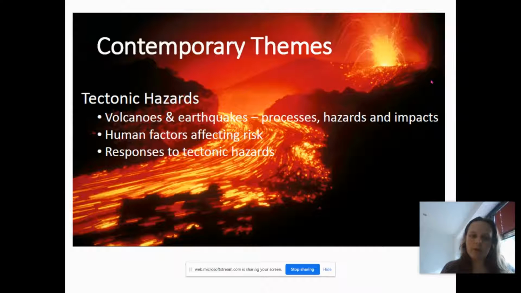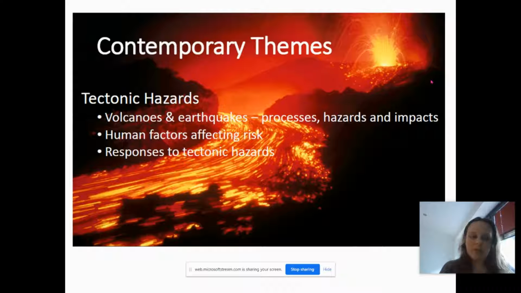The second part of our Unit 1 is tectonic hazards. Within this topic, we'll focus on volcanoes, earthquakes, the processes that cause them, the hazards they create, and also the impacts of them. This will also involve looking at human factors that can affect the risk that a place suffers. This could be linked to development factors or population density, for example.